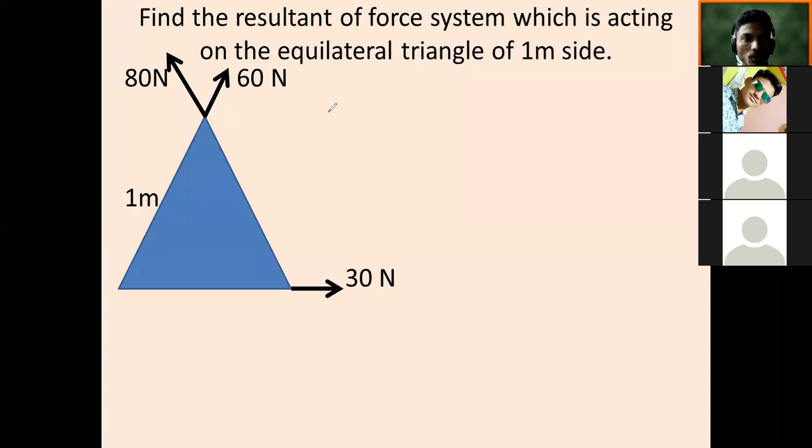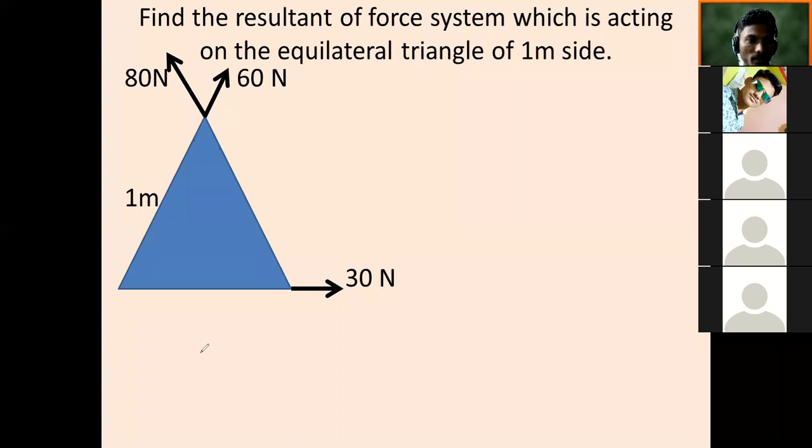Shall I solve this problem? Have you written the problem statement? Find the resultant of the force system which is acting on the equilateral triangle of 1 meter side. So one side is given as 1 meter. What will be this side? 1 meter. All sides will be 1 meter.